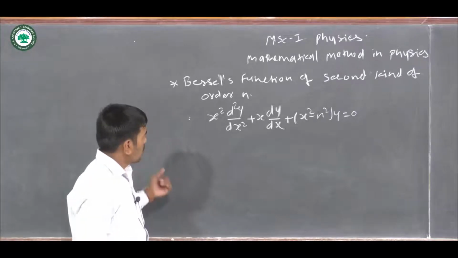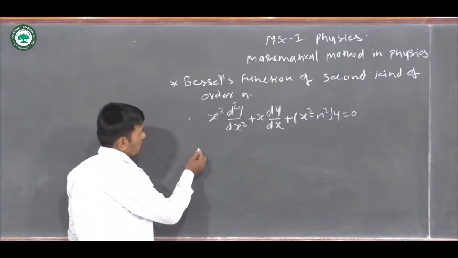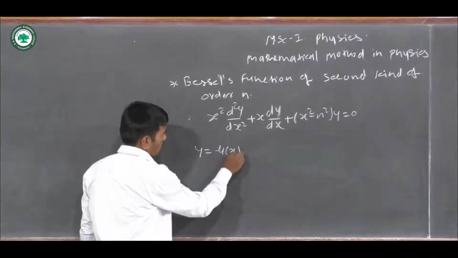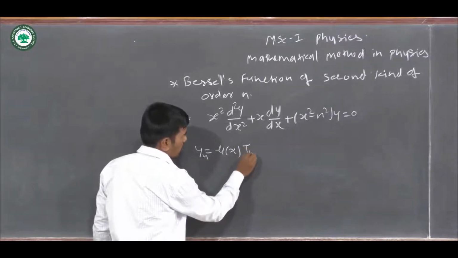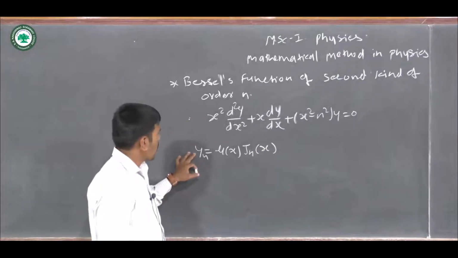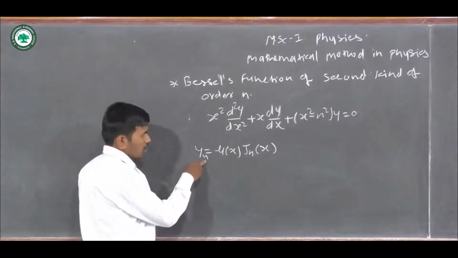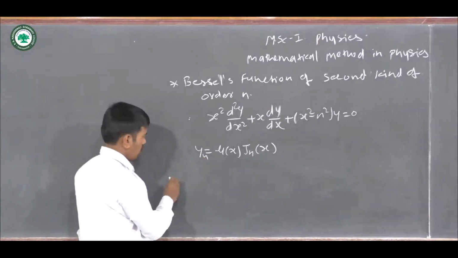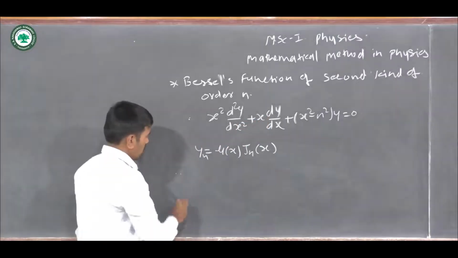For the third case, if n is an integer, then we assume the solution, that is y equal to u(x) into Jn(x). We are going to assume this as the solution of the Bessel differential equation. From the second case, if n is a positive integer, or n is an integer, this is y, and dy by dx is y prime.